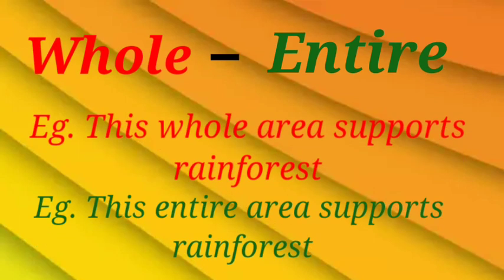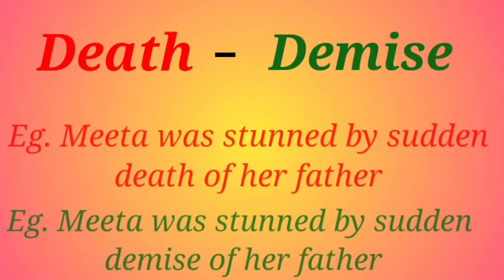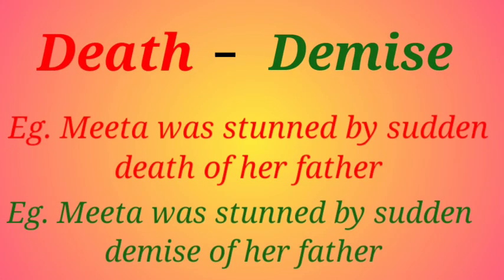Use entire instead of whole. Example, this whole area supports rainforest. This entire area supports rainforest. Demise instead of death. Meeta was stunned by sudden death of her father. Meeta was stunned by sudden demise of her father.